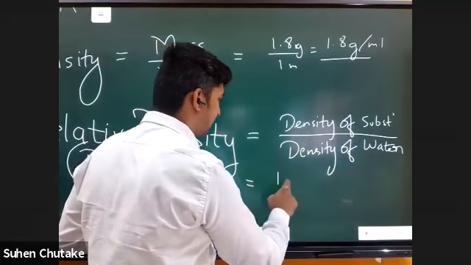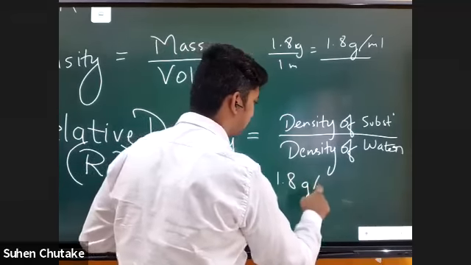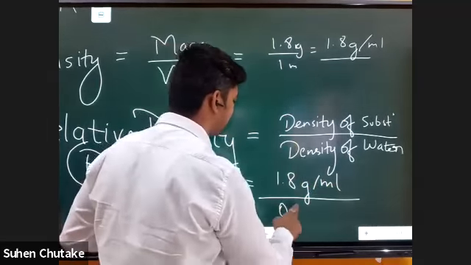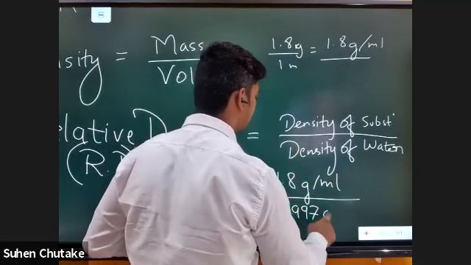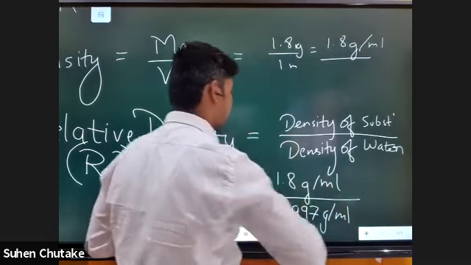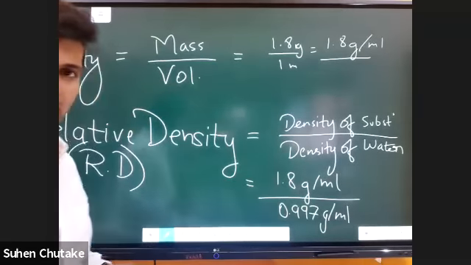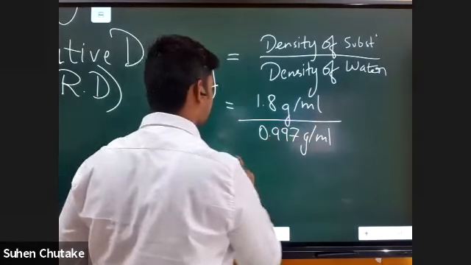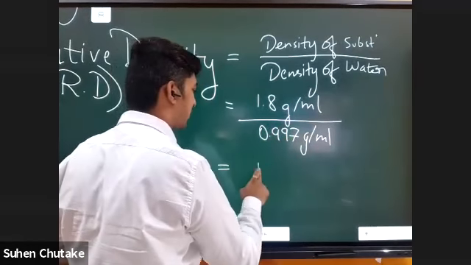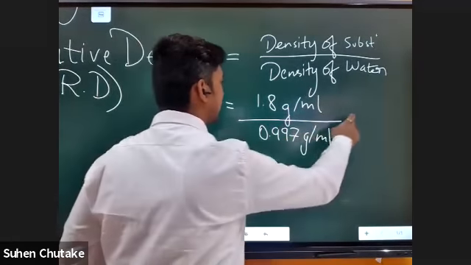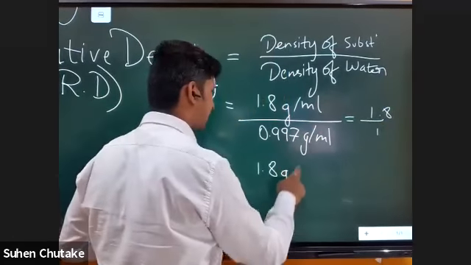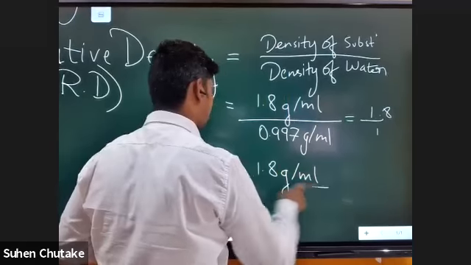So I will take 1.8 gram per centimeter cube or 1.8 gram per ml divided by density of water. Density of water at 20 degrees Celsius is 0.997 gram per ml. If I round off 0.997 to 1, it will become 1.8 divided by 1. And when it is 1.8 divided by 1, the answer is 1.8. It remains as 1.8 gram per ml.